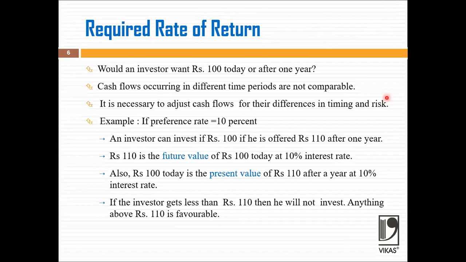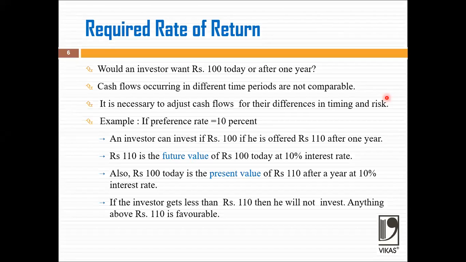Good. Cash flows occurring in different time periods, say 1 year, 2 years, 3 years, are not comparable, right? It's necessary to adjust cash flows for their differences in timing and risk. So the required rate of return consists of two things. The first one is the risk-free rate, which is compensation for waiting. Your waiting rate is the risk-free rate. And you are assuming risk, that's the risk premium, right?